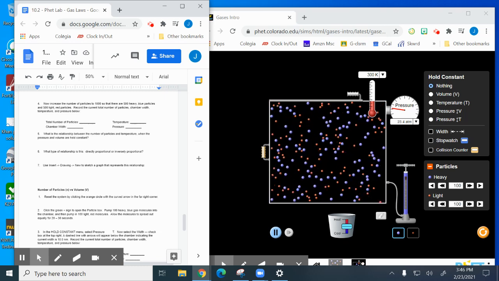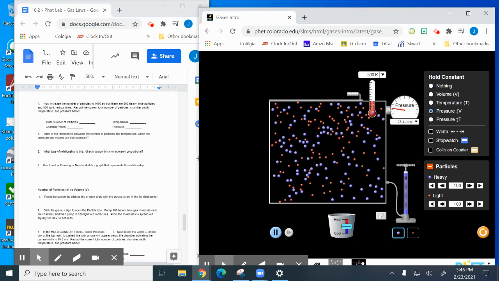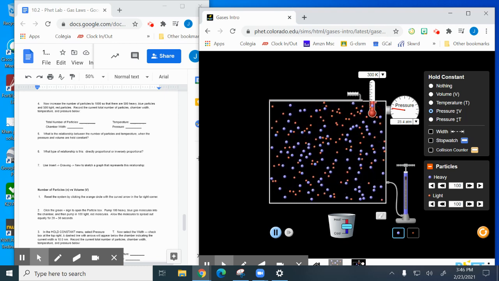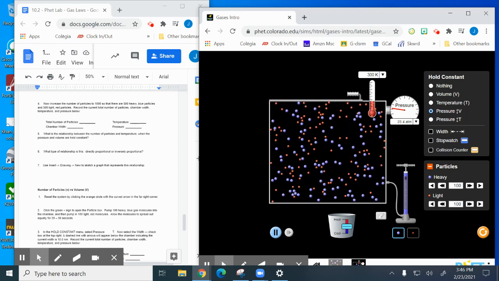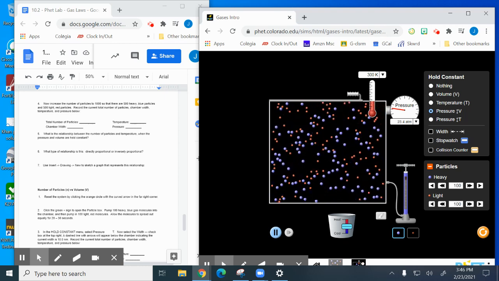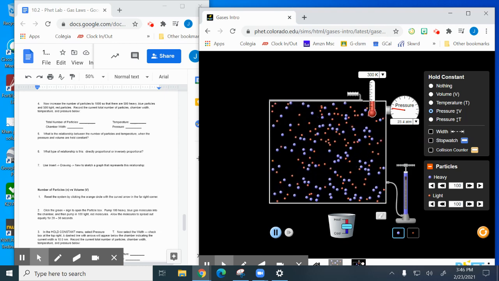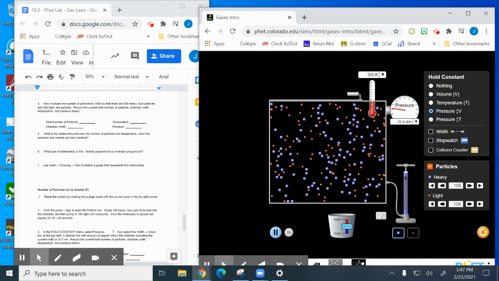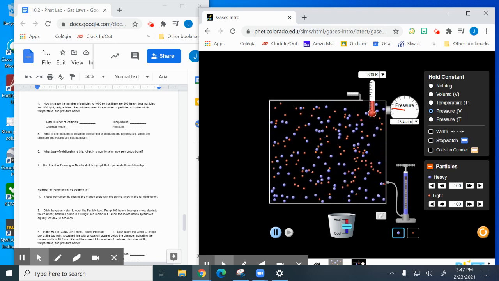So we're going to hold the pressure constant and let the volume change. That one right there. And now we're going to add more molecules. And what's going to happen if we add more molecules? It's going to increase the number of collisions, which is going to do what? Oh, I see. That's holding the pressure and letting the volume change.